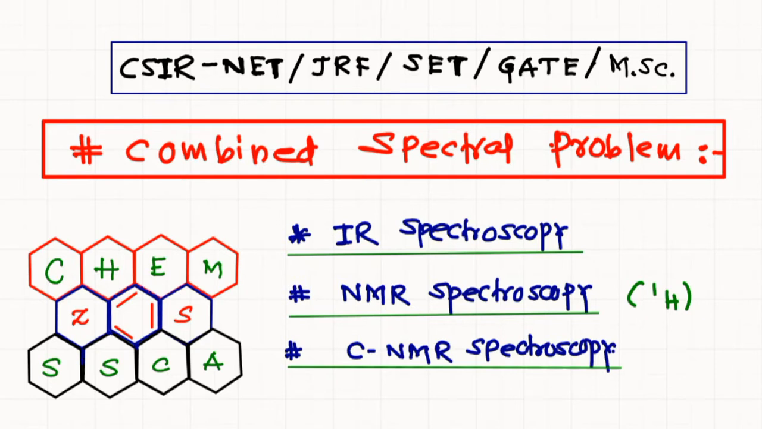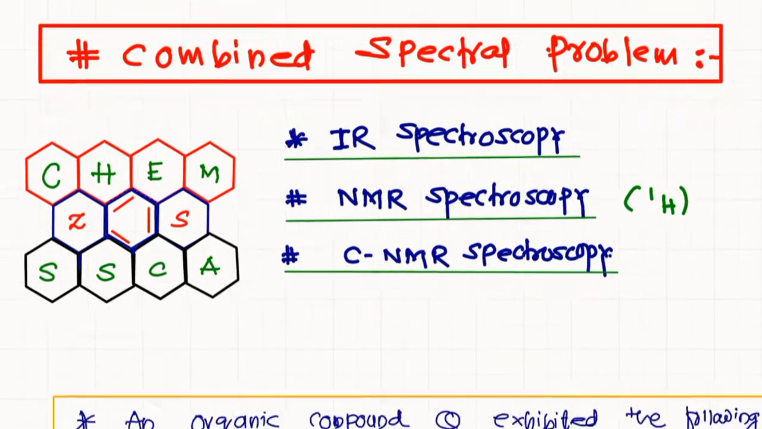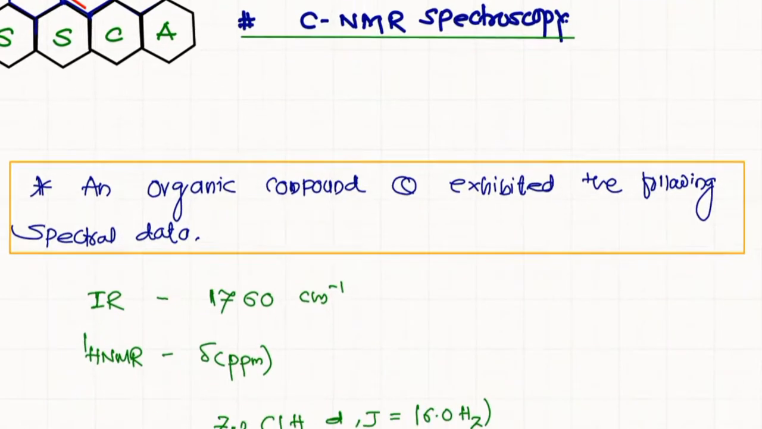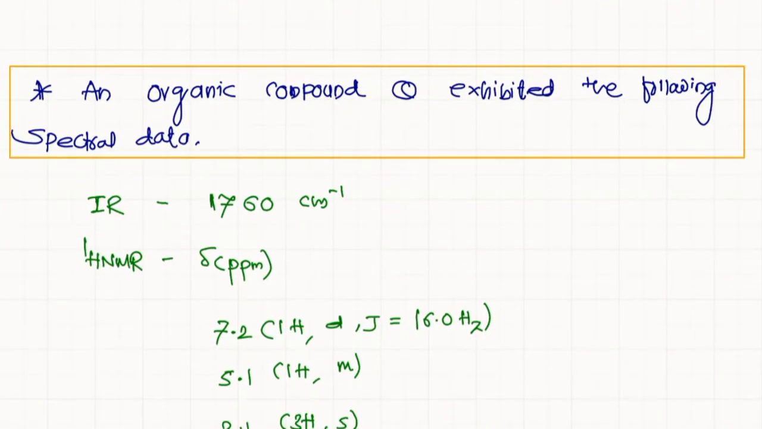I am going to discuss the important aspects of spectroscopy, that is, the combined spectral problem. In this problem we will look at the use of IR spectroscopy, NMR spectroscopy, as well as C13 NMR, and we can predict the correct structure with the help of the spectral data. So we're going to focus on some problems based on that spectroscopy. This is a previous year question.